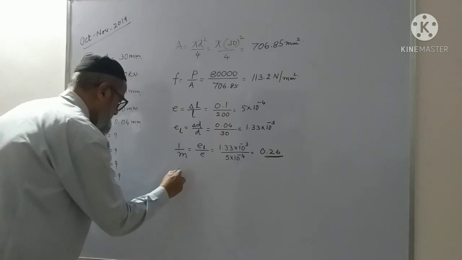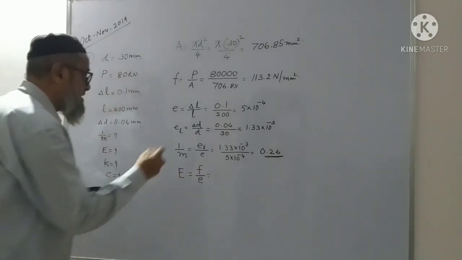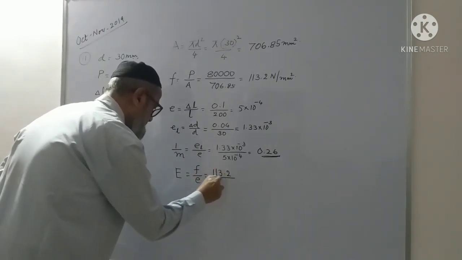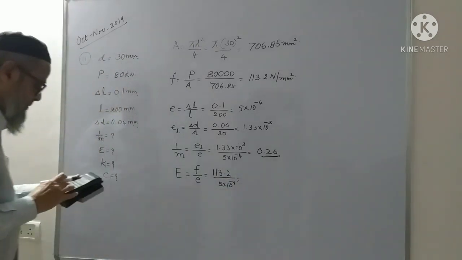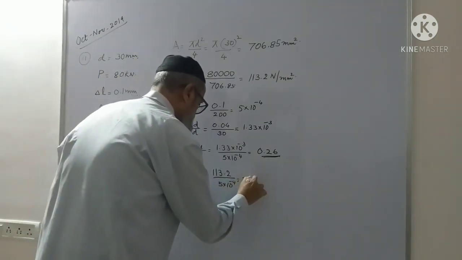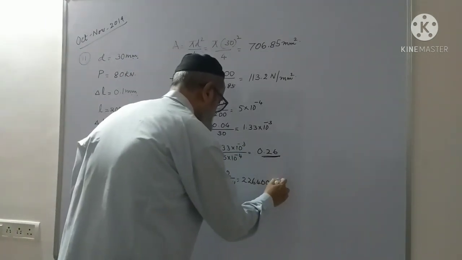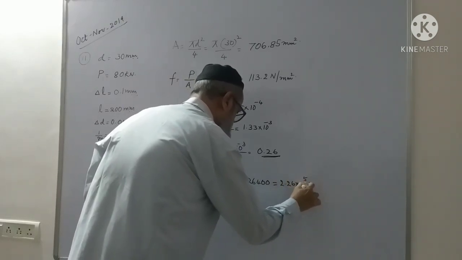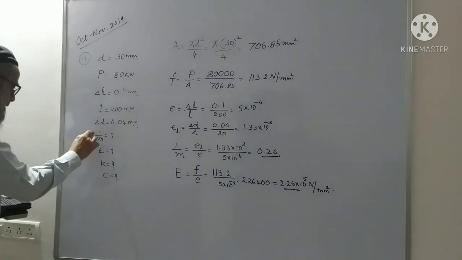Next, I can find out this E. That is, Young's modulus is stress by linear strain. I have both. Stress is 113.2 newton per mm square, and linear strain is 5 into 10 to the power of minus 4. So 113.2 divided by 0.0005 will give me 226400, or you can take it as 2.26 into 10 to the power of 5 newton per mm square. This is the value of Young's modulus.